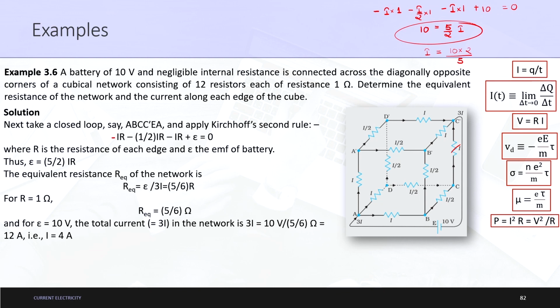Now, moving to the next part here, for epsilon equal to 10 volts, the total current is equal to 3I in the network, therefore, 3I is equal to 4 amperes. So, 4 amperes calculated just by putting here also, as you can see I also got the value of I equal to 4 amperes, and hence this is the current through each of the resistors.